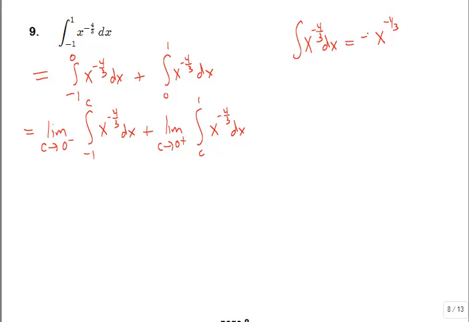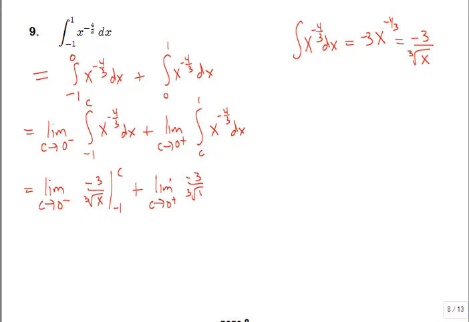And then I multiply by the reciprocal, which will be negative 3. So if you want, you can clean that up and flip it around a little bit. This is negative 3 over the cube root of x. So that's what I'm going to be plugging my bounds into. So negative 3 over the cube root of x from negative 1 to c, and negative 3 over the cube root of x from c to 1.